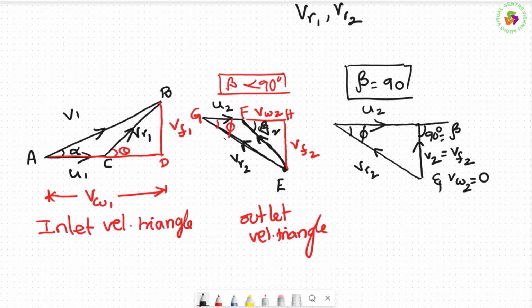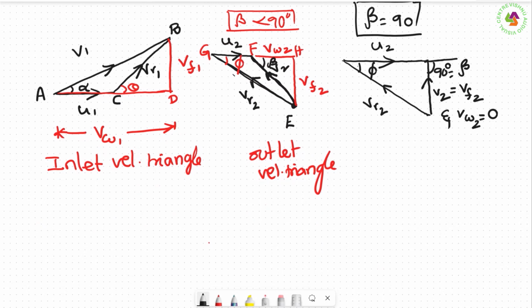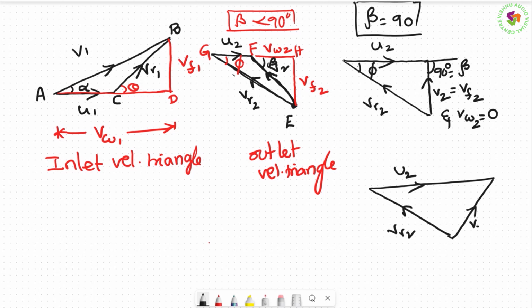And the third case that is possible is this: this is VR2, this is U2 and this is V2. Now you see the angle V2 makes with the horizontal. This beta is greater than 90 degrees. So how the velocity triangle changes, you see.